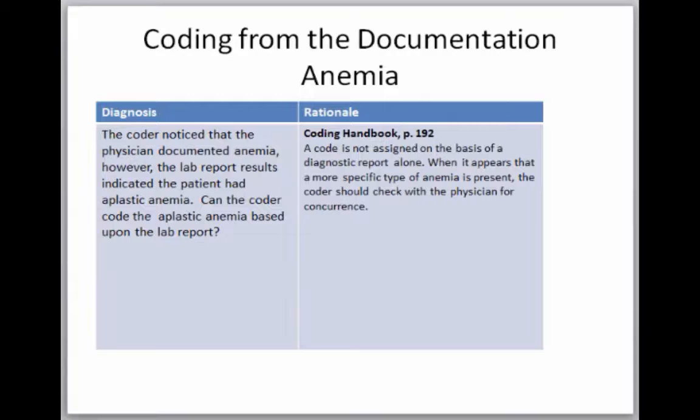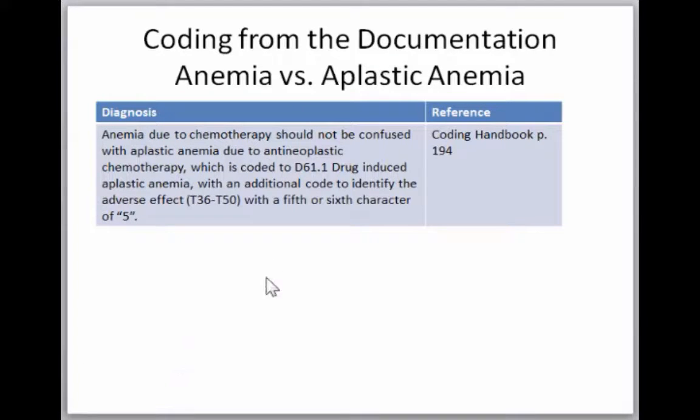If you notice on a lab report that it certainly looks like someone has anemia, you don't code from that. If you think you have sufficient evidence to ask a doctor, should this code be included, then you would have a query, but you do not as a coder have that freedom to code. And don't forget that anemia due to chemo is not the same as aplastic anemia due to chemo, which is coded to a specific Ch.17 code.